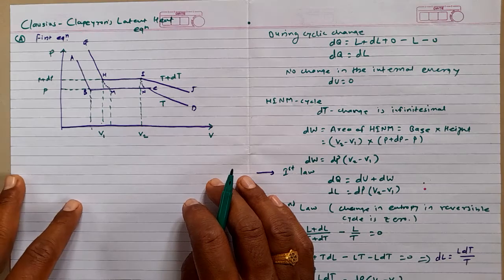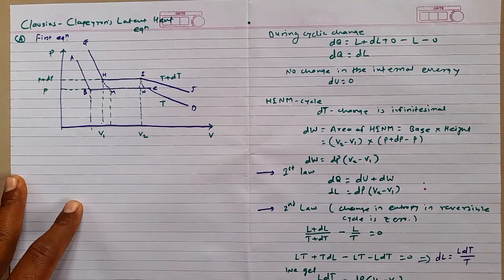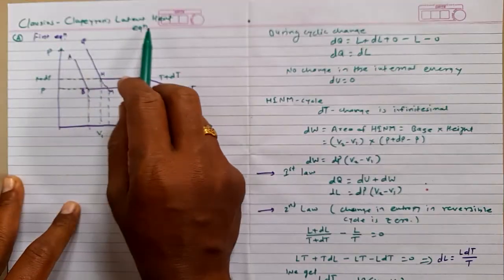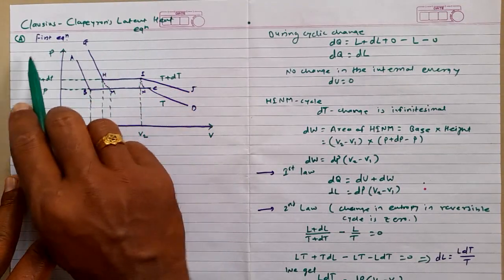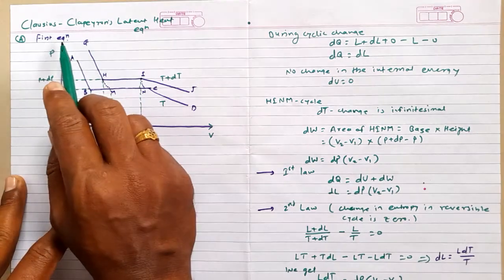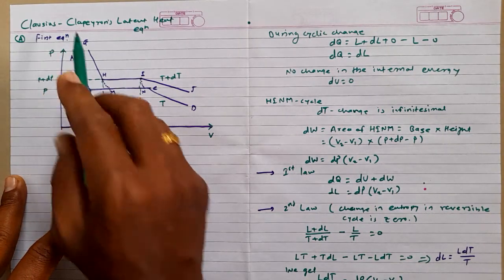Hello friends, now we are going to talk about the last topic of this chapter, that is Clausius Clapeyron's latent heat equation. There are two equations, so we'll talk about the first equation right now.